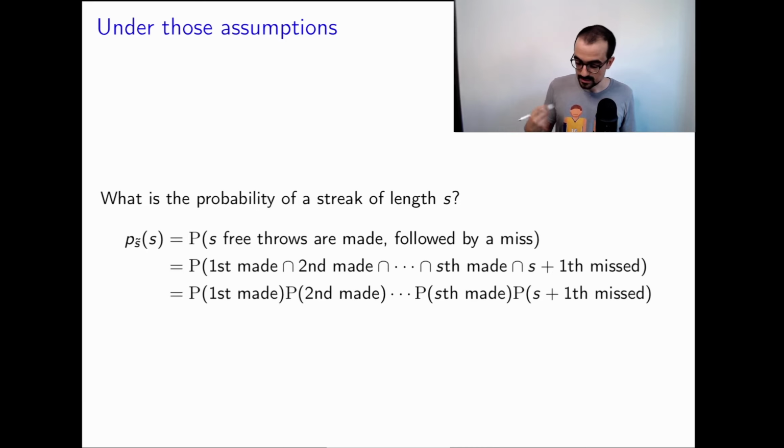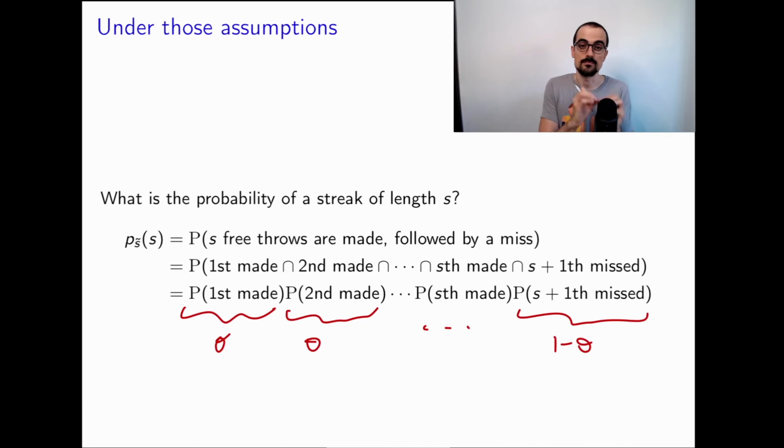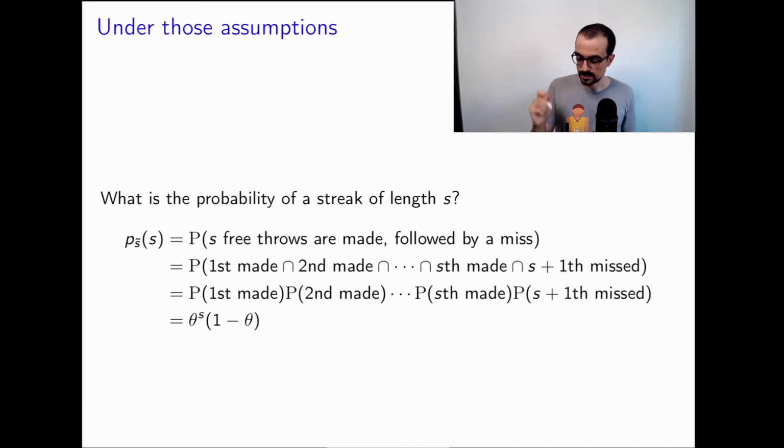And now our second assumption comes in. Here we're assuming this is theta, we're assuming this is theta, and so on and so forth, and that this guy is 1 minus theta. Okay, the probability of making or missing is fixed. It's always the same. Okay, so that's it. Basically, we get the probability of him making S free throws in a row is theta to the S times 1 minus theta. And this holds for every S from 0 to infinity. So this gives us a PMF of a discrete random variable that models the length of the streaks. And again, you can go and check that the PMF sums up to 1.